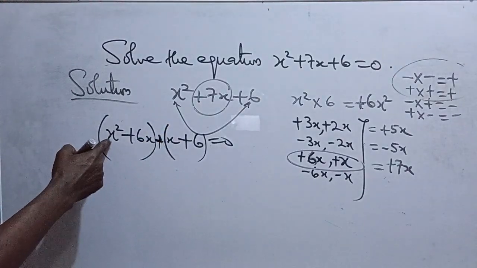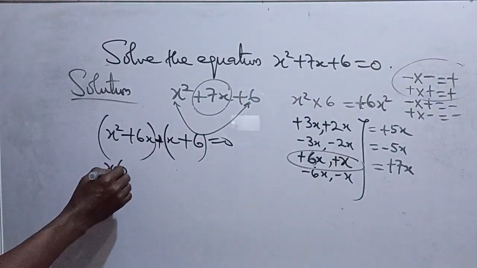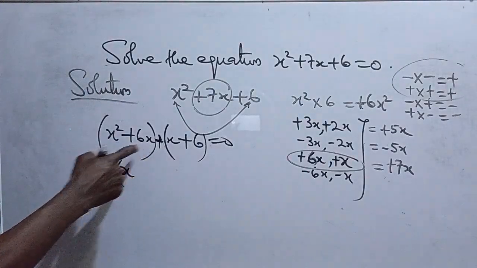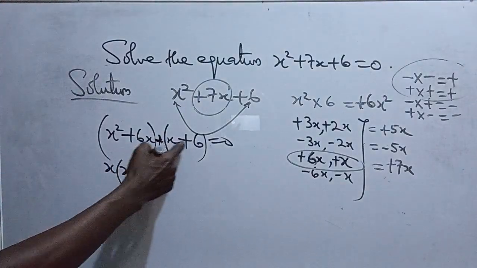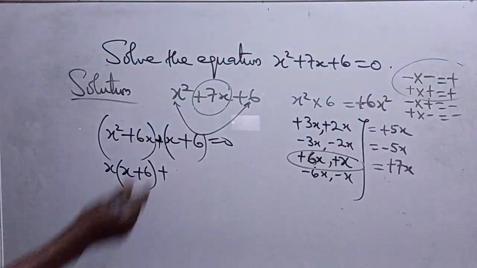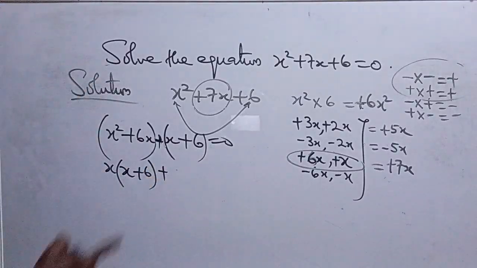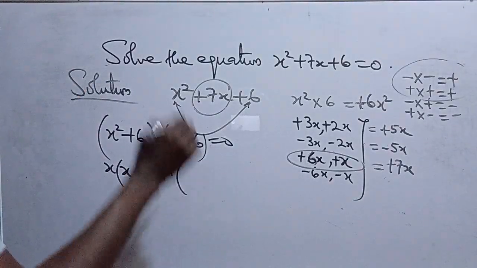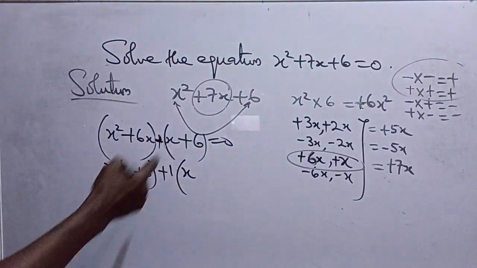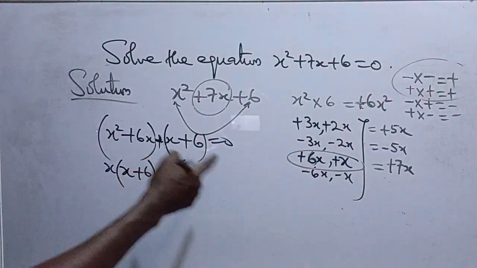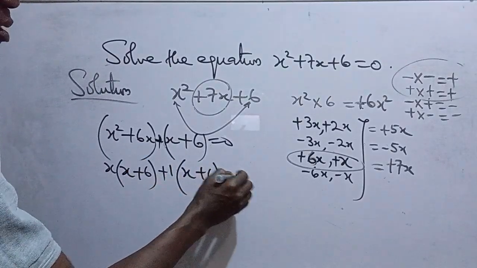What is common here? x is common. So bring x out, divide x squared by x, you get x. You have plus 6x divided by x, you have plus 6. Then plus, what is common between x and 6? Obviously, 1 is what is common. x is not common, 6 is not common, so it's 1. 1 can multiply any of them. So write 1 into it: if you divide x by 1, you have x, plus 6 divided by plus 1, that is plus 6. Plus times plus is plus, equal to 0.